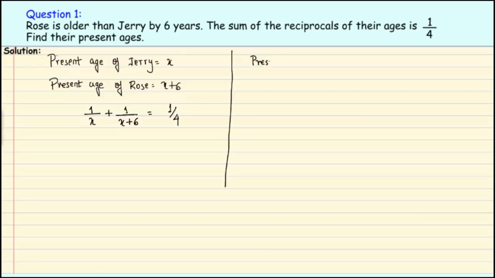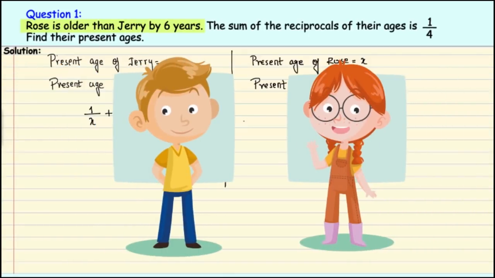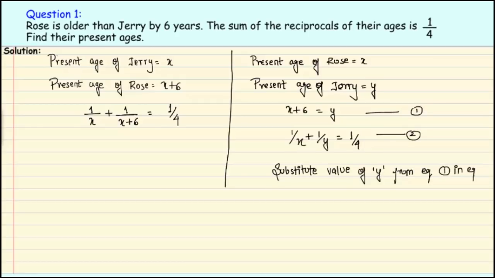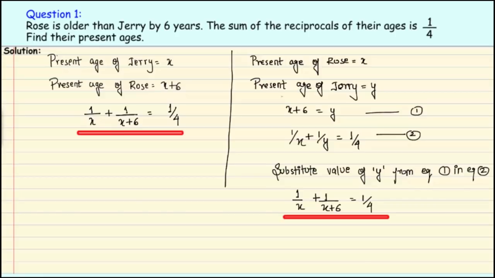Here you must be thinking, what if we have taken the present age of Rose as x and age of Jerry as y? Do we get the same equation? Let's see. As it is mentioned, Rose is 6 years older than Jerry. So can we write x plus 6 equal to y? Yes. And the sum of the reciprocals of their ages is 1 divided by 4. So 1 divided by x plus 1 divided by y equal to 1 divided by 4. Well, we can see here we are getting the same equations.